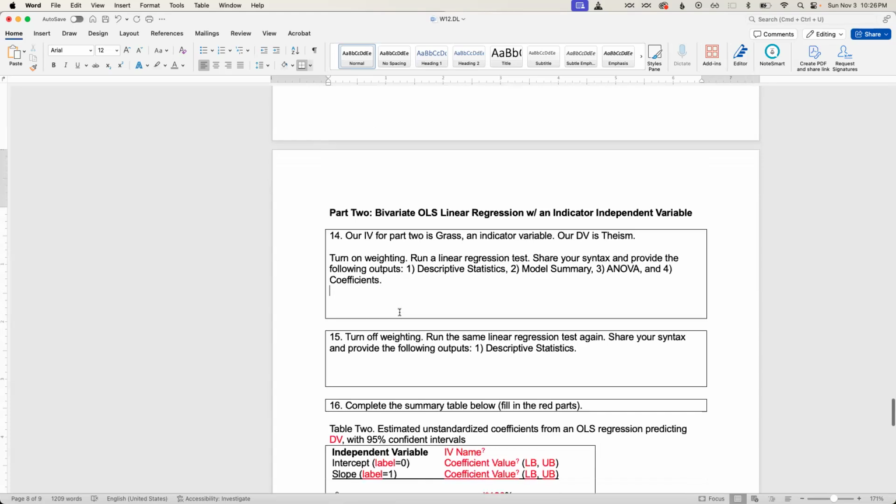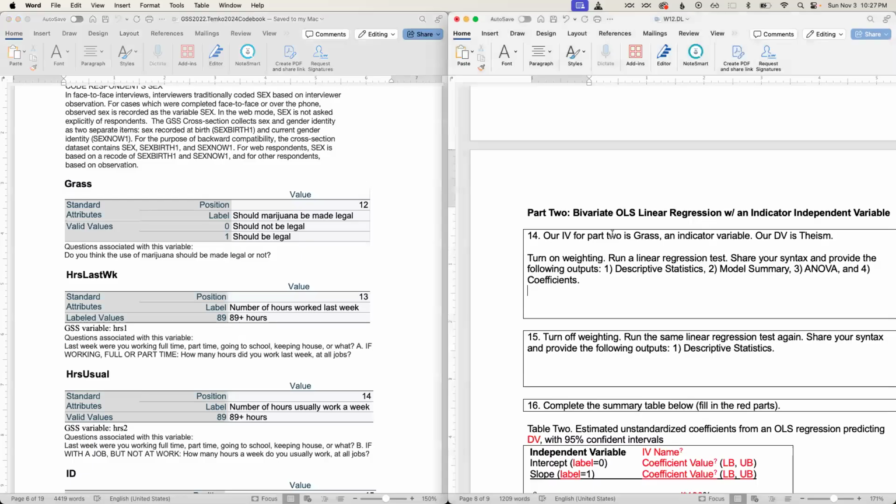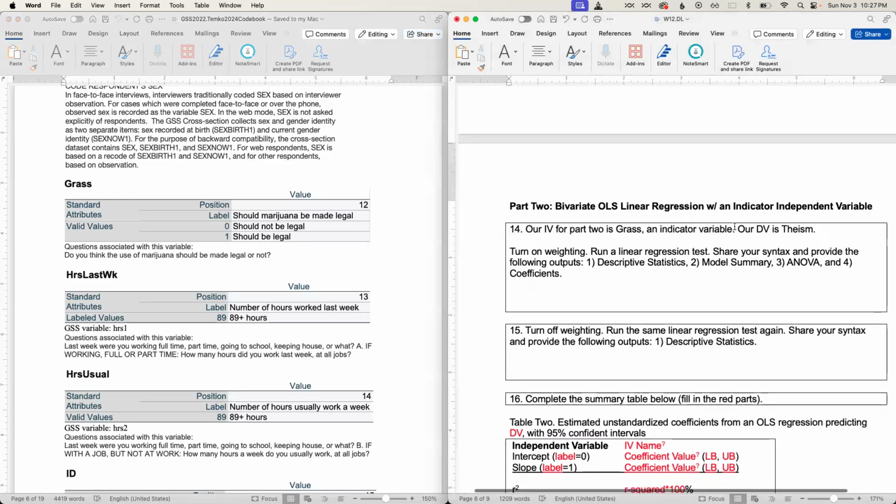Part two, we're repeating. We're just going to do a different variable, and things will be slightly different for it. Okay, so for this, we're using the same dependent variable, but now we're using an indicator variable. So that's one that's labeled 0 and 1, a dichotomous variable with only 0 and 1. We can use indicator variables for an independent variable in linear regression. We can't for our dependent variable. If you did that for your dependent variable, you'd switch to something else, which is logistic regression.